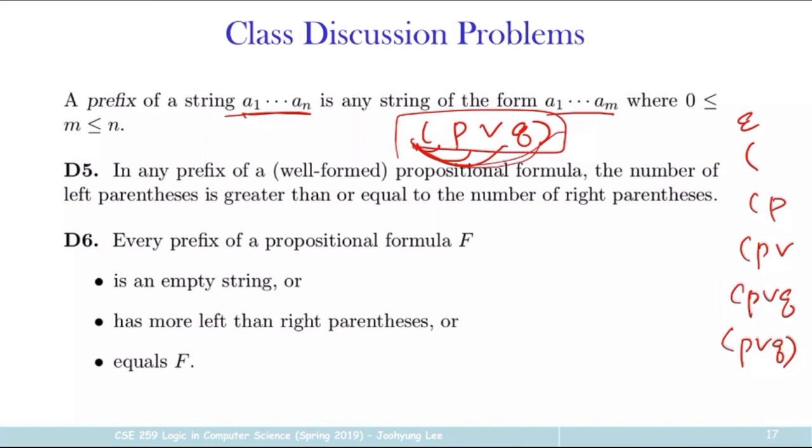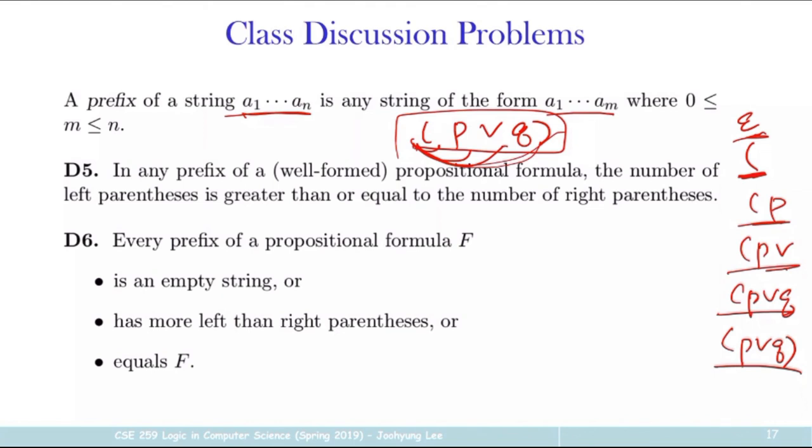Now P5 and P6 are about the properties of the prefix. So if you take any prefix of a formula, for this one, the number of left parentheses is always greater than or equal to the number of right parentheses. Right? We can easily check for this example. L of F is 0, R of F is 0. L of F equals 1, R of F is 0. So there are more left parentheses, more, equal. So at least for all the prefixes, the number of left parentheses is greater than or equal to the number of right parentheses. How do you prove it?